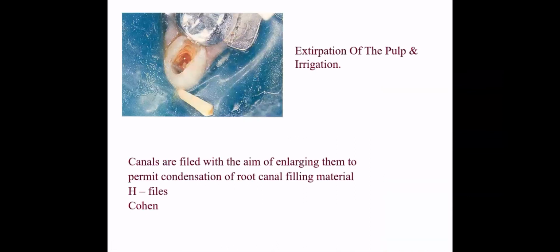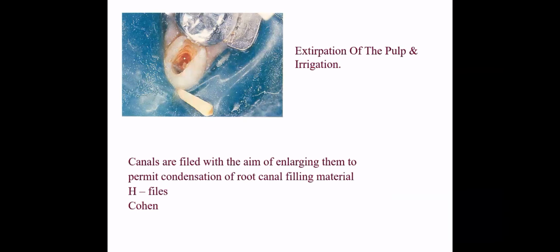So you have now determined the working length. So next is the extirpation of the pulp and irrigation. Ideally the canal is filed with an aim to enlarge them to permit the condensation of the root canal filling material. So ideally what you do is you will be using an H file to extirpate the tissue, or you can use barbed broaches also to extirpate the tissue, so that the entire canal is clean.